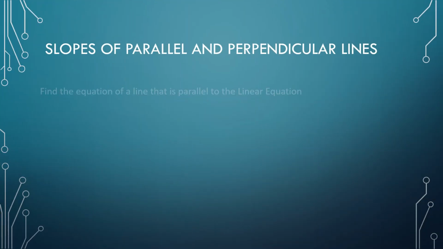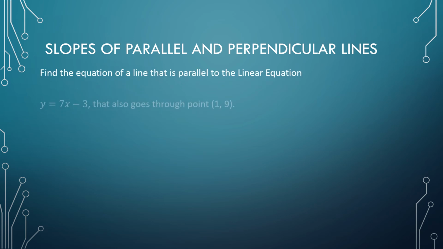Example 3. Find the equation of a line that is parallel to the linear equation y equals 7x minus 3, that also goes through point (1, 9). To solve this problem, we need to apply what we just recently learned in this lesson to what we learned a few lessons ago. In this lesson, we learned that parallel lines have the same slope, so we know the slope of the other line is 7.